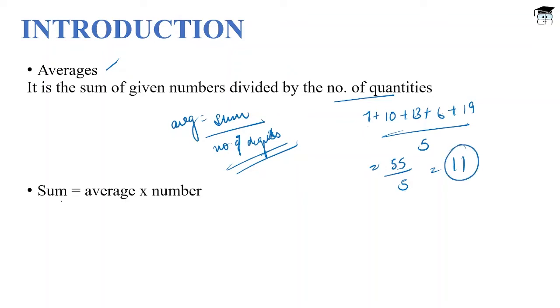Now we know that sum is equal to average into number. That means if average is equal to sum upon number of digits, then sum is equal to average into number, right? I hope this is clear to you all and you all know it already.